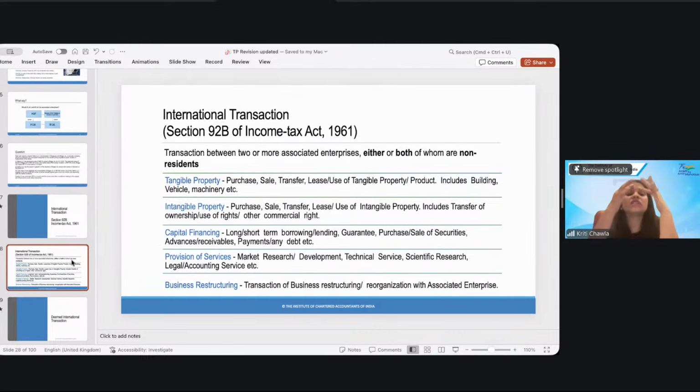Or it could be provision of services. So if there is market research, if there is development, if there is technical service, if there is scientific research service, it could be legal or accounting service, etc. If it is provided by one entity to the other, then that is also considered as a valid international transaction. Or it could be business restructuring transaction. So a transaction of business restructuring, merger, demerger, reorganization with associated enterprises, that is also a valid international transaction for the purposes of Section 92B of the Income Tax Act.